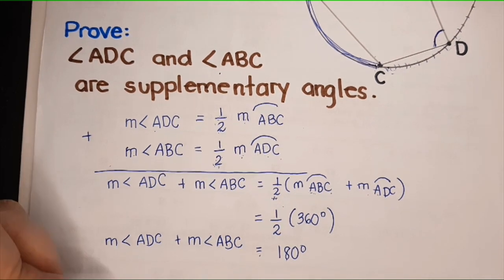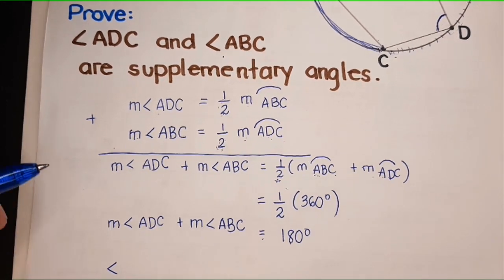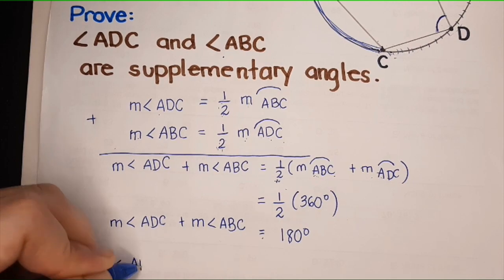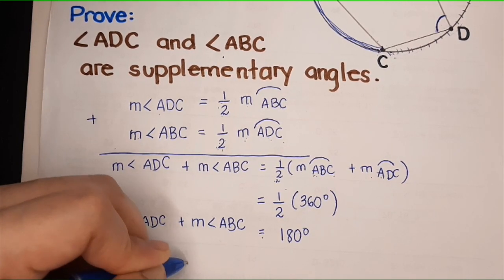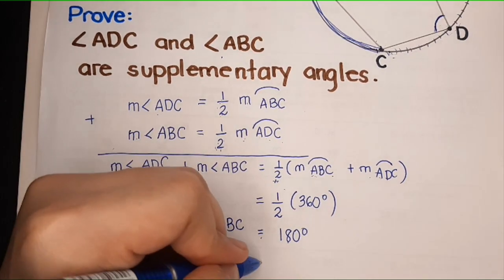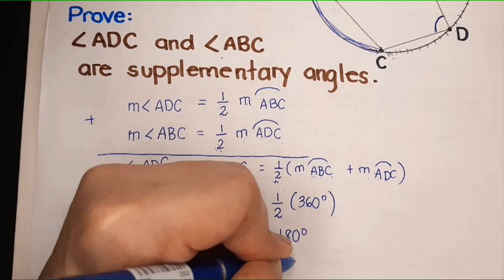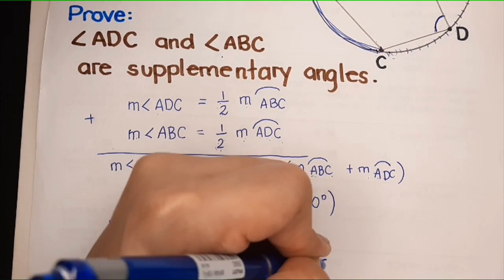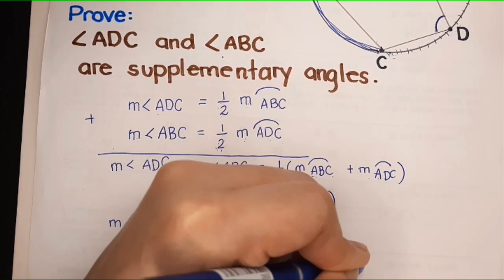So we say angle ADC and angle ABC are supplementary angles. Okay? So, ganun lang.